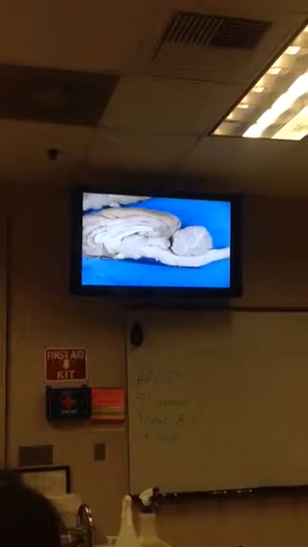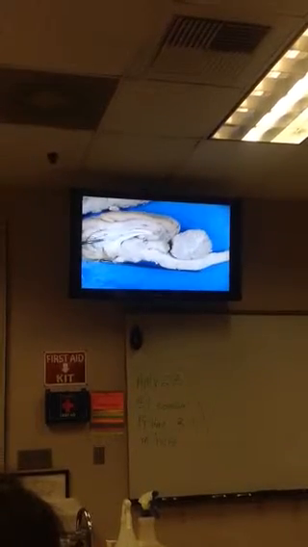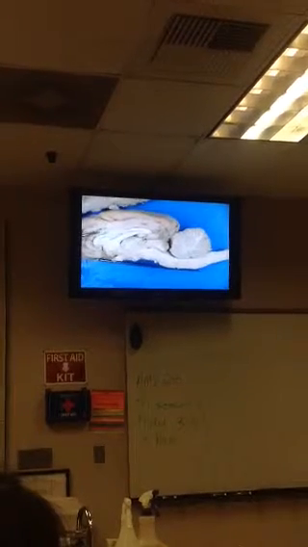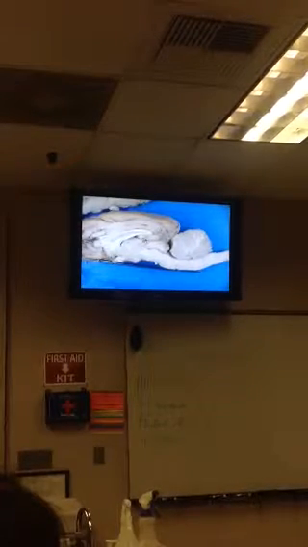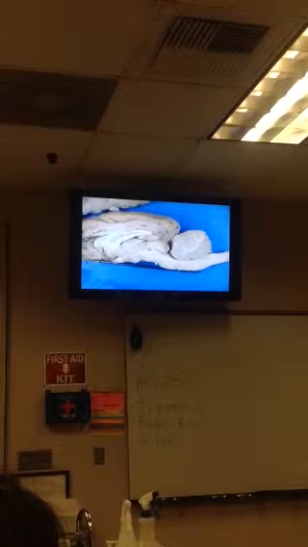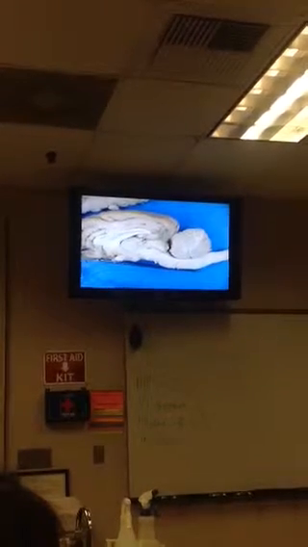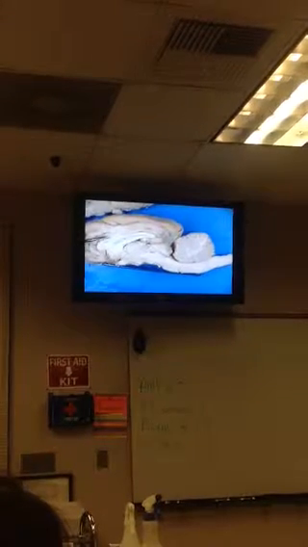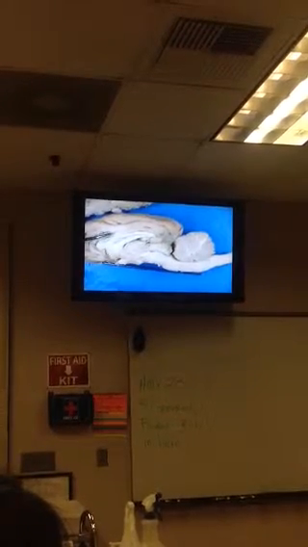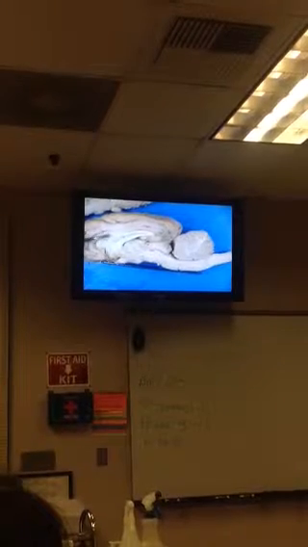On top of the corpus callosum, you'll see this little strip of gray matter. Kind of follows right alongside of the corpus callosum, this little strip of gray matter right here. That's the cingulate gyrus. It's part of the limbic system. That's the cingulate gyrus right there. Okay, so you'll be able to see that right above the corpus callosum.